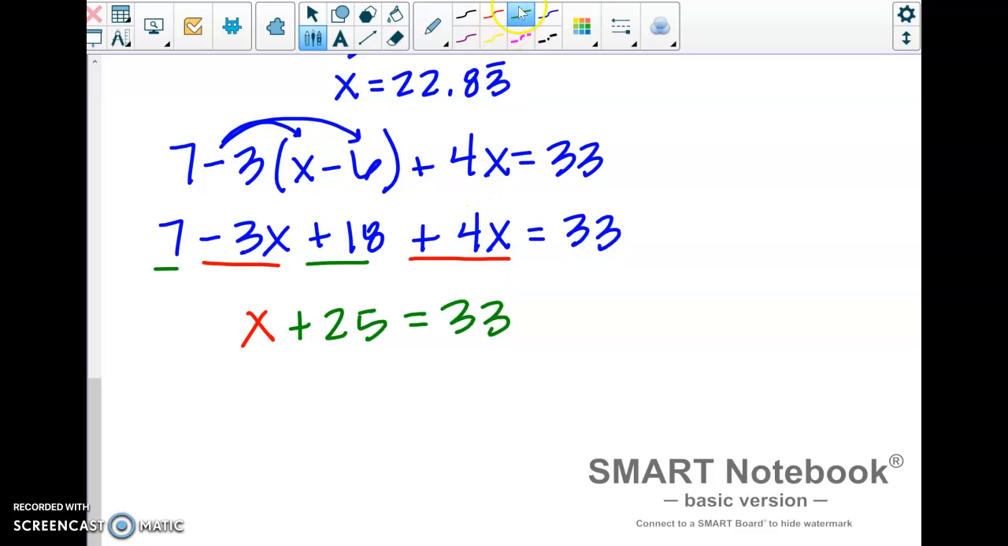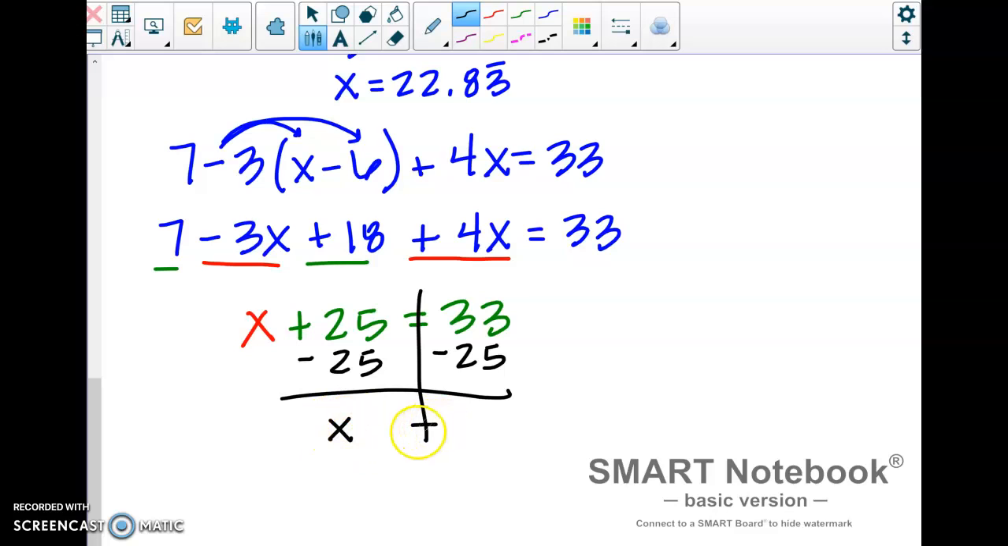Now this is just a one step at this point. So I did the distributive property, we combined like terms, and now we are basically at a one-step equation. We're trying to get x by itself. They're adding 25, so we're going to do the inverse of that, which is subtracting 25. So we are left with x equals 8.